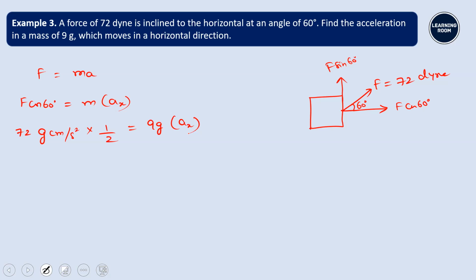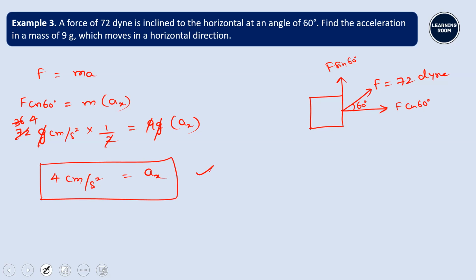So gram and gram will get cancelled. 2 will cancel 36 times, and 9 will cancel 36 times. So 4 centimeter per second square is going to be the acceleration of the object along the x direction. So this will be the required answer.